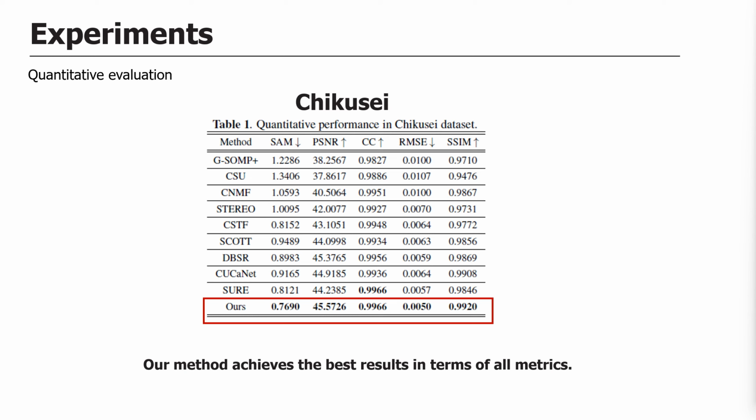9 state-of-the-art methods are selected for comparison. Moreover, 5 quantitative metrics are adopted, including root mean square error, peak signal-to-noise ratio, spectral angle mapper, correlation coefficient, and relative dimensionless global error in synthesis.